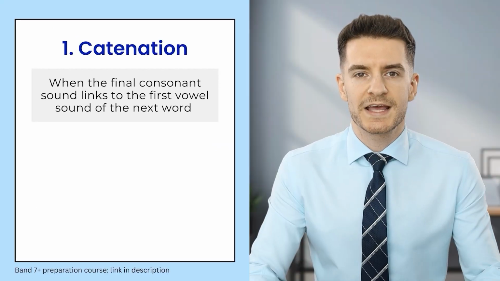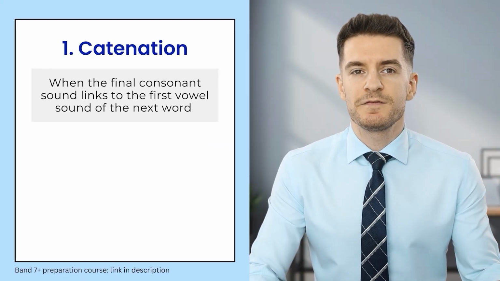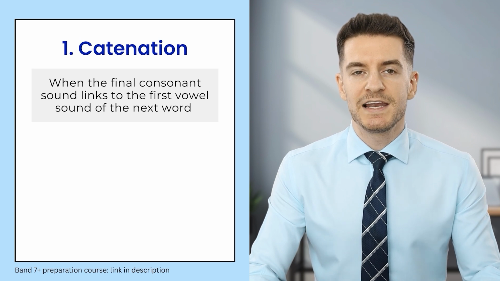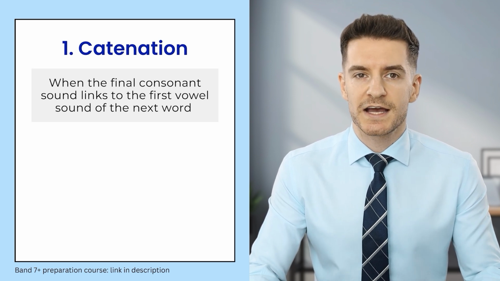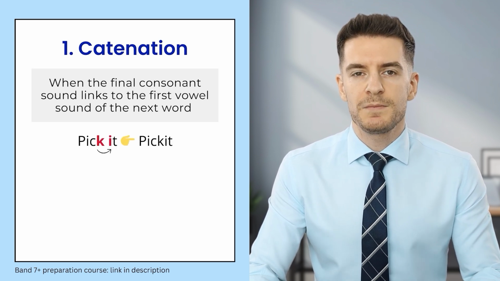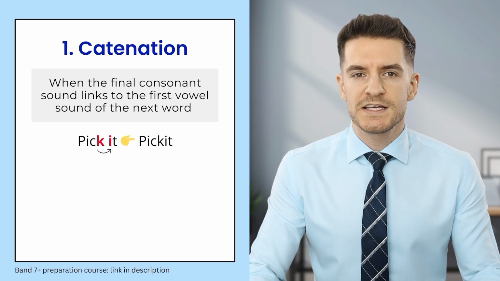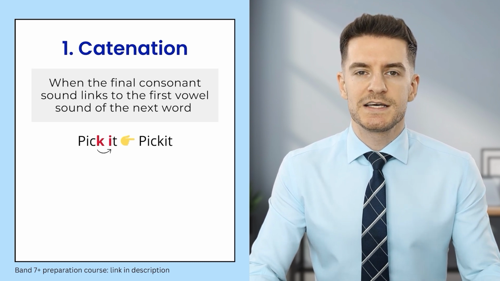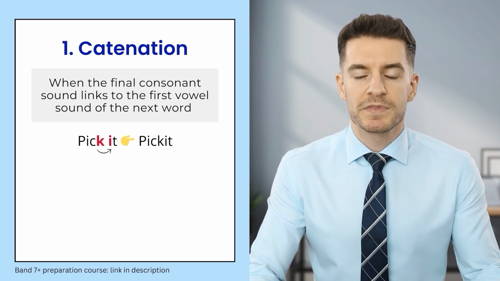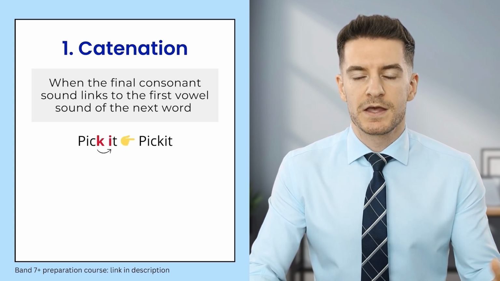All right, so let's start with the first type, which is called catenation. This is when the final consonant sound links to the first vowel sound of the next word. Let me show you an example. So you can see here we've got "pick, it." But when a native speaker says this naturally and quickly, they'll simply say "pick it, pick it."